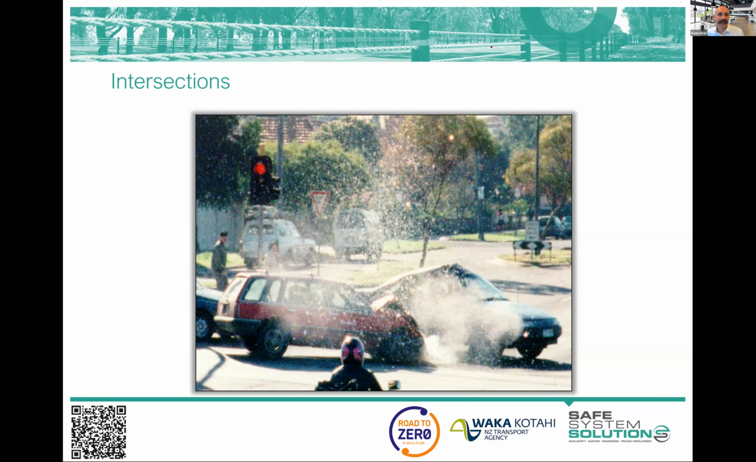Okay, let's have a look at intersections. Intersection crashes are quite prevalent on the road network, and we know that intersections obviously pose that risk because of the conflict points, and you can see there a crash happening, which is the conflict we're looking at.